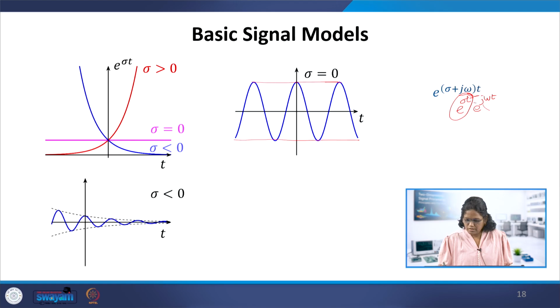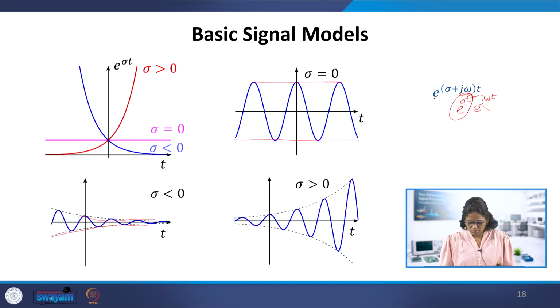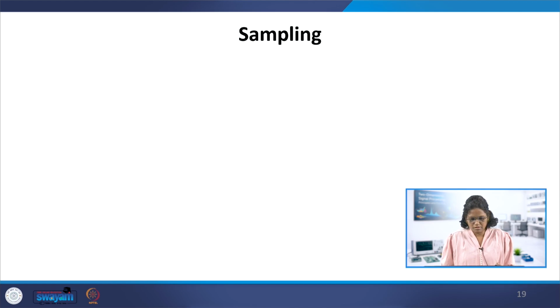If sigma is less than 0, it is multiplied with the cosine or sine sequence, so it is going to be a decaying sequence. That's a damping sequence; the signal is damping, so it will decay. And if sigma is greater than 0, it would increase the amplitude of the oscillatory response as well. So you can have both in this case: a frequency, and a signal with increasing amplitude e power sigma. These are basic signal models, which we would use in the development.